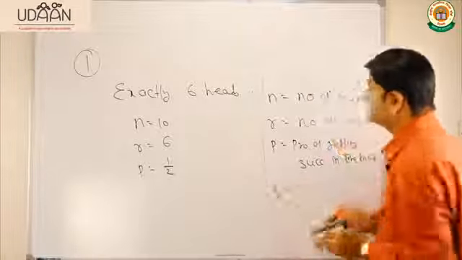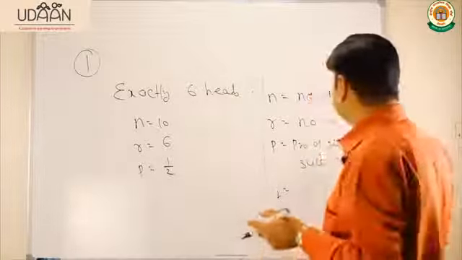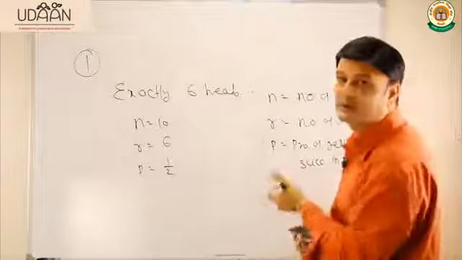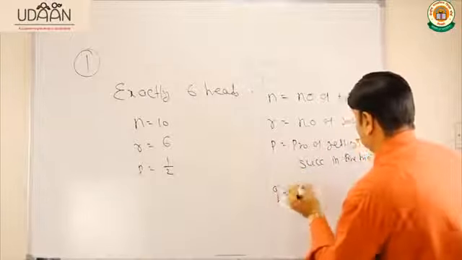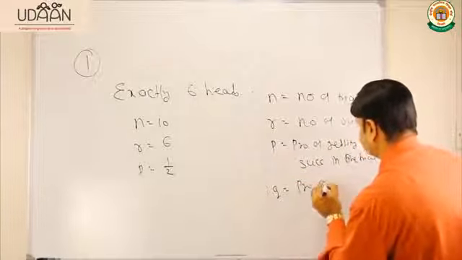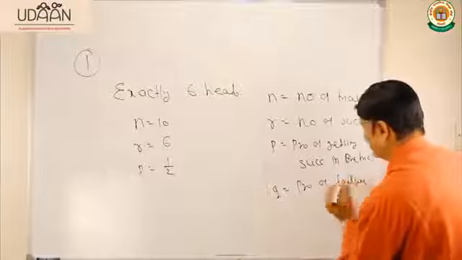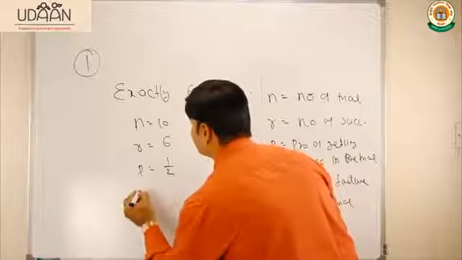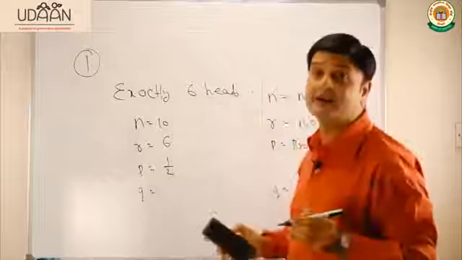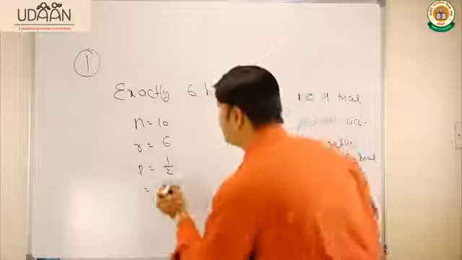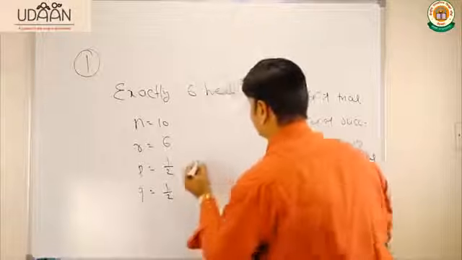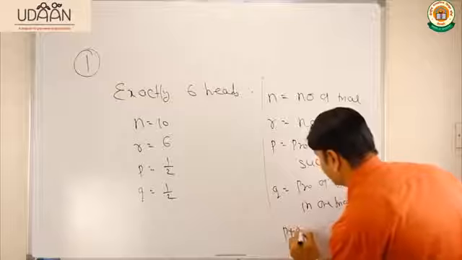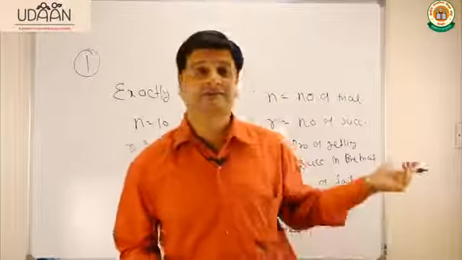The next symbol is Q, which tells the probability of failure in one trial. If I am not getting success, it's the failure case. So Q means the probability of getting not head in one trial. Obviously, if the probability of getting head is 1 by 2, then not head is also 1 by 2. Please remember that P plus Q will be equal to 1, because either I will get success or I will not get success.